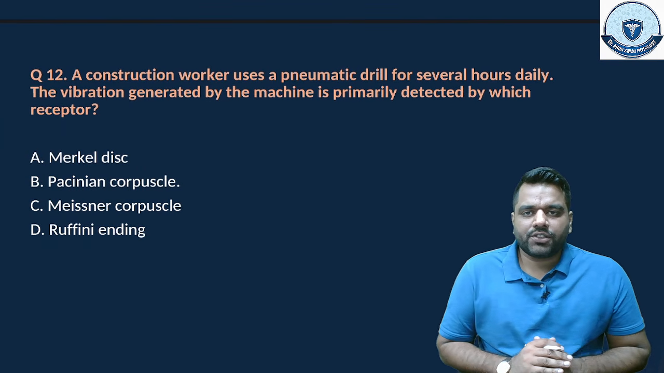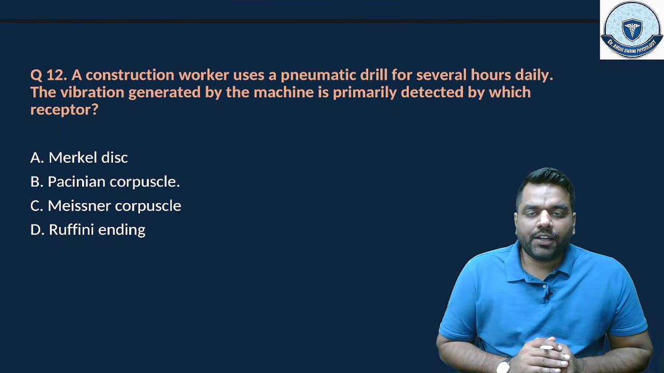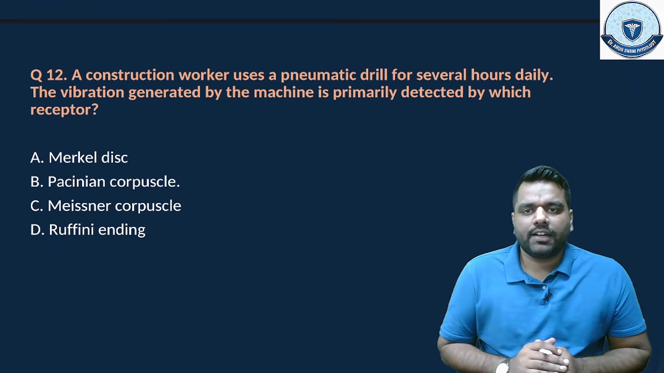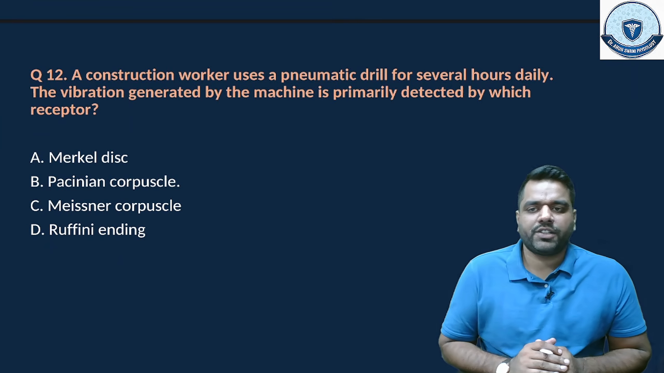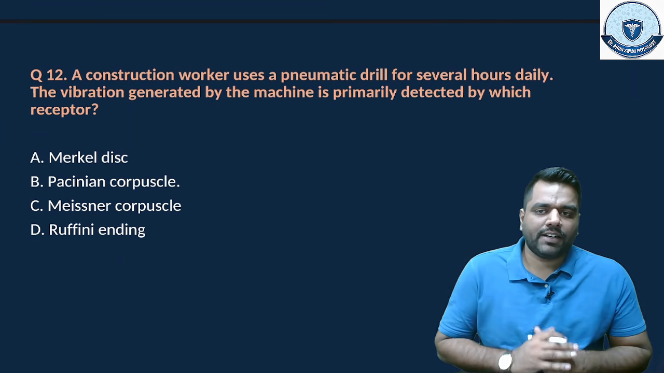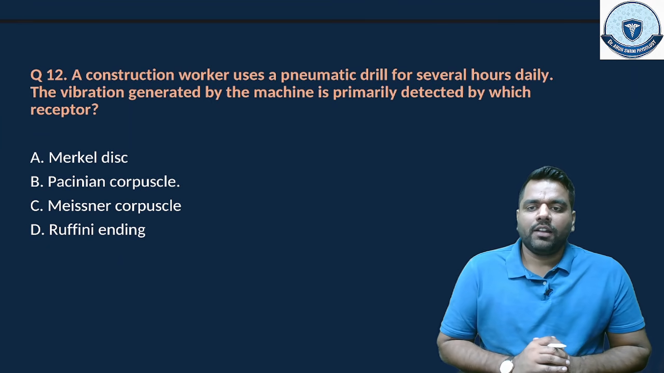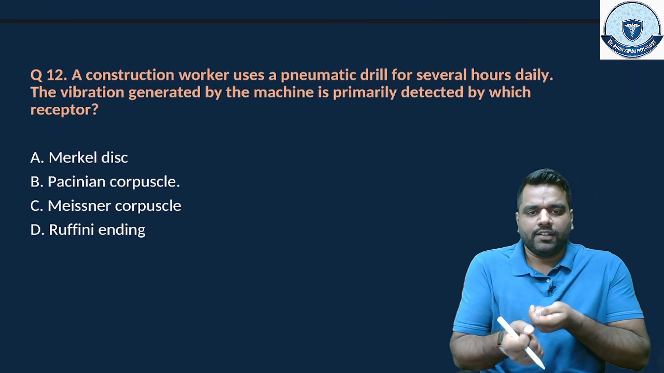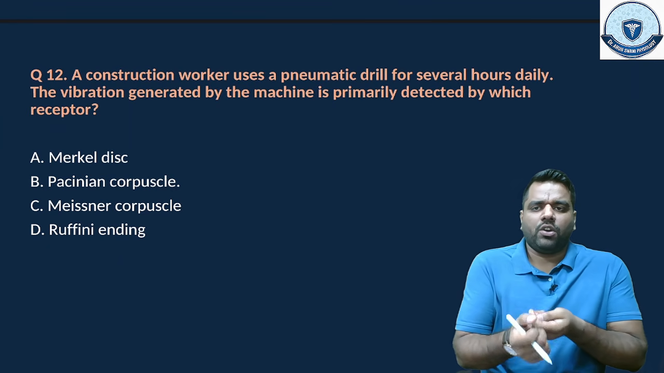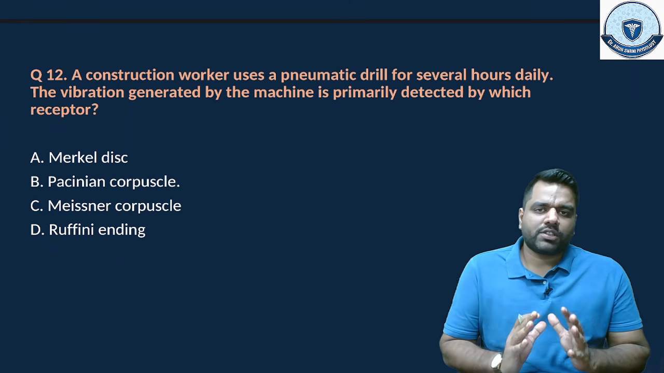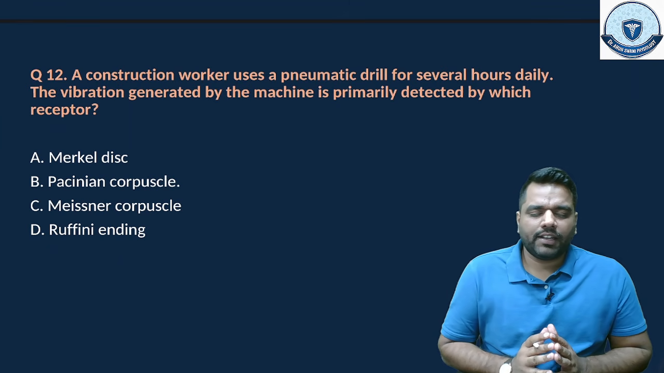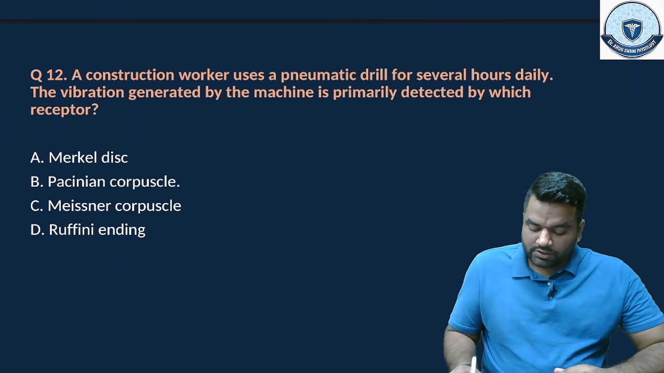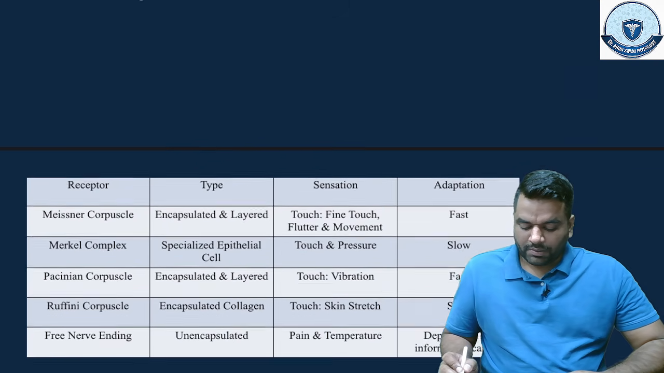Next question: a construction worker uses a pneumatic drill for several hours daily. The vibration generated by the machine is primarily detected by which receptor? Merkel disc, Pacinian corpuscle, Meissner corpuscle, and Ruffini endings. Guys, a pneumatic drill, the drill machine, always gives a lot of vibration in your hand. So the question is simply asking which receptor basically feels this vibration. And the right answer of this question is C, Meissner corpuscle, right?